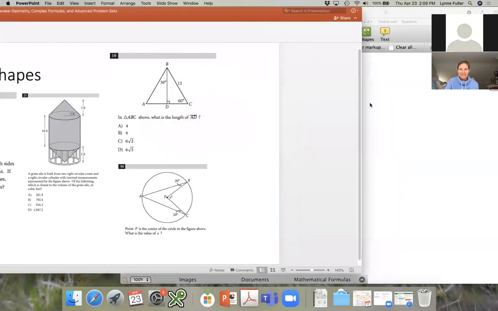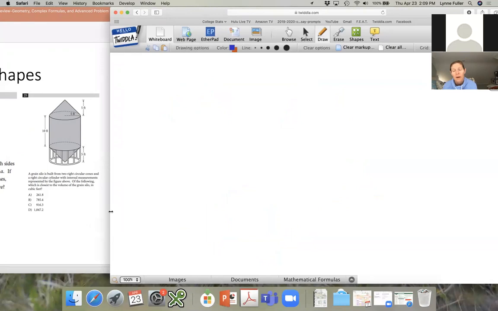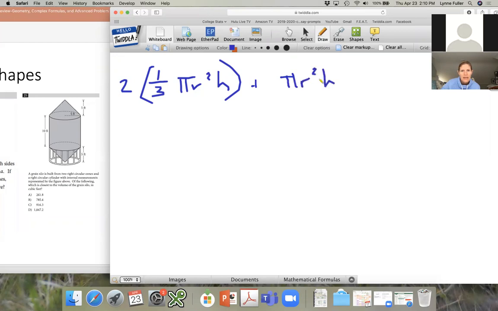More geometry, right? So this is where they're going to use, and look at this, I found very few problems where we're talking about cones, rectangular solids and cylinders. This is one of the only ones I can find in practice tests 1 through 8. You'll notice that they have a cone up top, a cylinder in the middle, and a cone at the bottom. So we need 1/3 pi r squared h, 2 of those, plus pi r squared h for the cylinder in the middle. So they want the total volume of the silo.